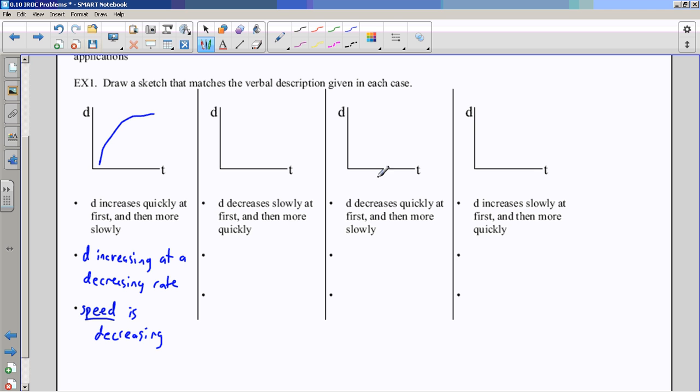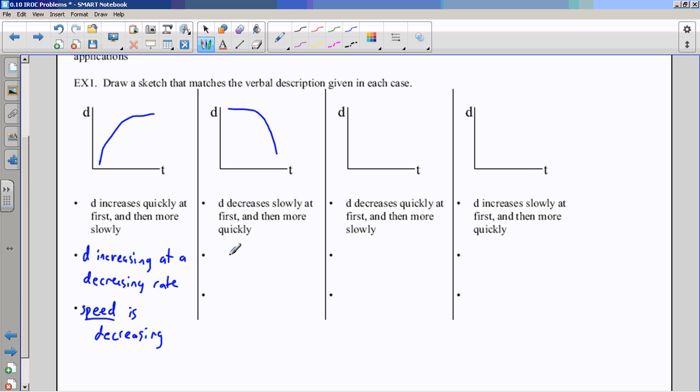All right, we've got three more to do. If you'd like to pause and give them a go yourself, you're welcome to. Otherwise, you're along for the ride, and that's fine. D decreases slowly at first and then more quickly. So D is decreasing, so it's going downhill, slowly at first and then more quickly.